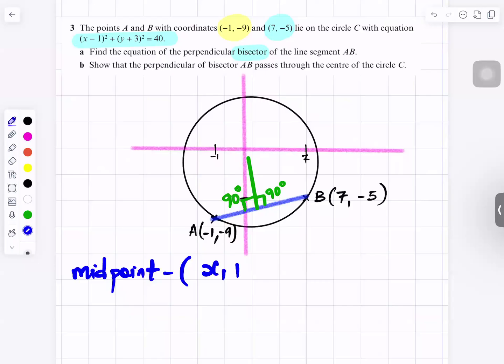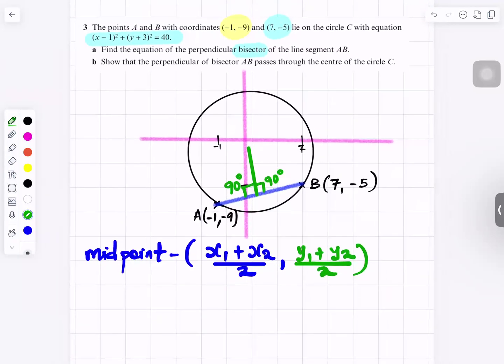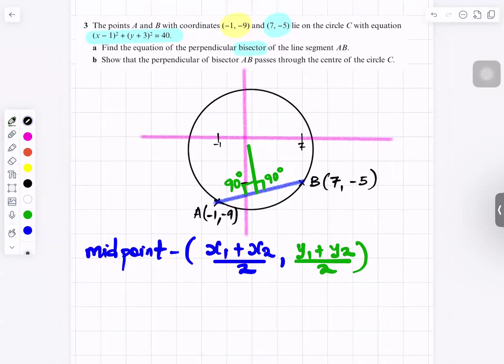x1 plus x2 over 2. Next one, y1 plus y2 over 2. Okay, that's one of the formulas that we need for this question. What's another formula we need? Let's write out all the formulas we need. The equation of the line. Yes, tell me. y minus y1 is equal to m times x minus x1.